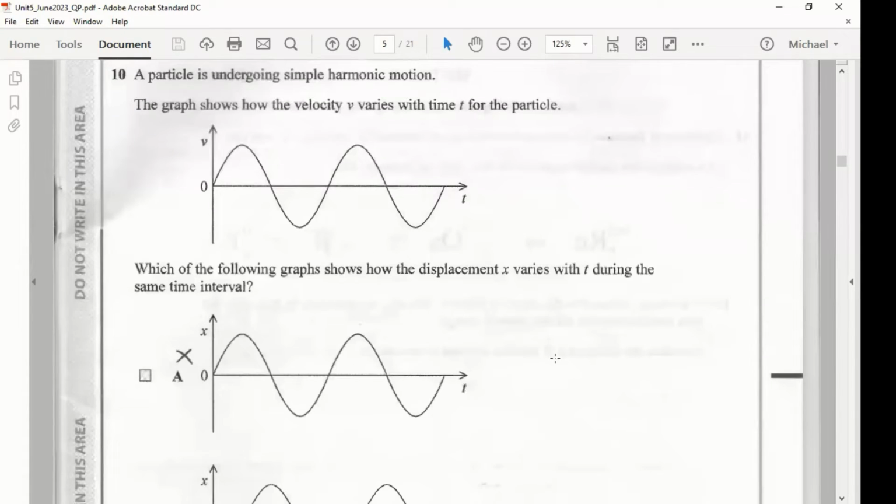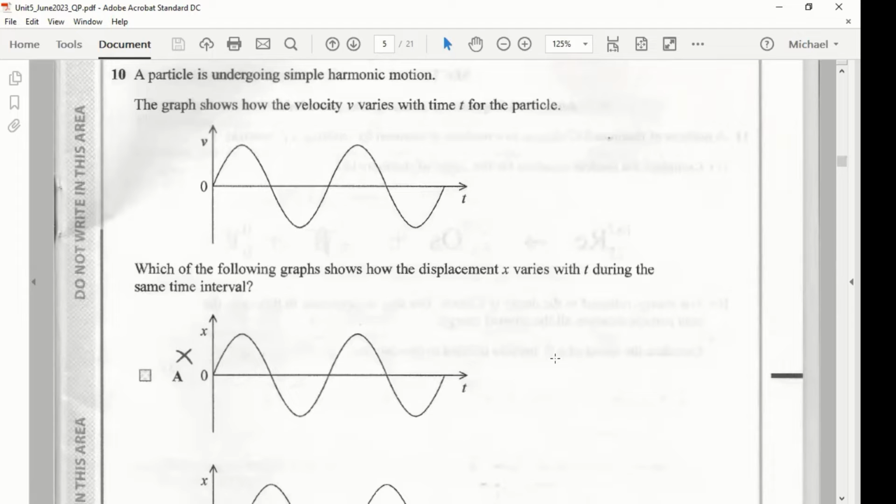Question 10. A particle is undergoing simple harmonic motion. The graph shows how the velocity v varies with time t for the particle. Now, which of the following graphs shows how the displacement varies with t during the same time interval? Now, you've got to be careful here. This is velocity. It starts at 0. If velocity is 0, it must be at the end of a swing. It must be at maximum displacement.